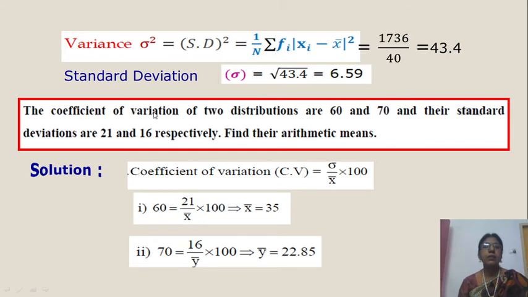The coefficient of variation of the second one is 70. Write CV equals sigma by y bar into 100. On cross multiplication, bring y bar to this side and 70 to this side, and you get 22.85, which is y bar. So the two groups have arithmetic means: x bar is 35, y bar is 22.85.